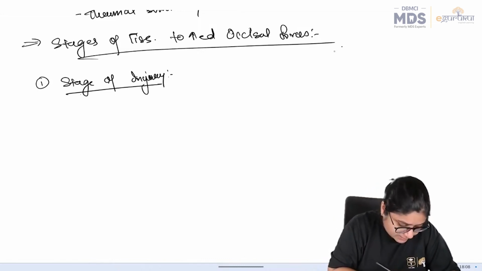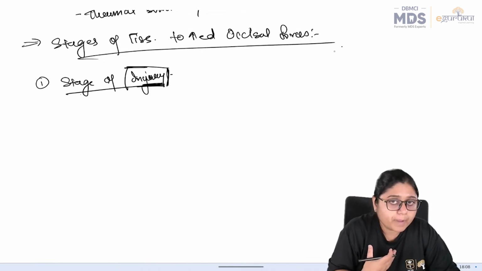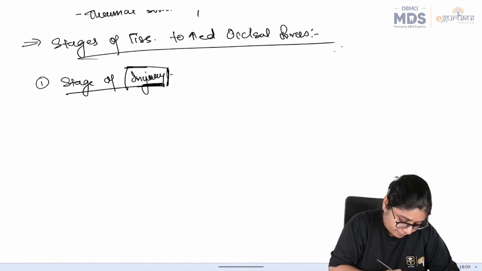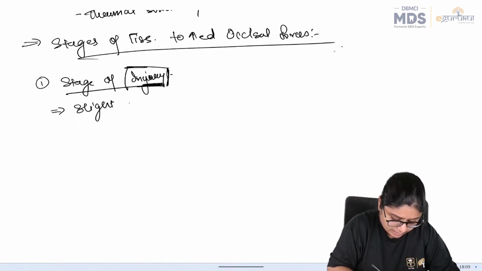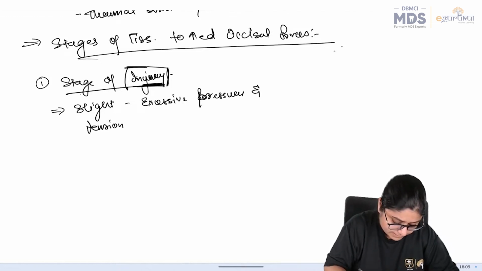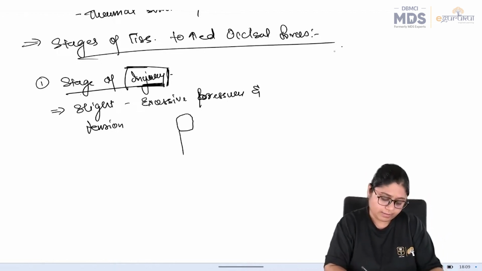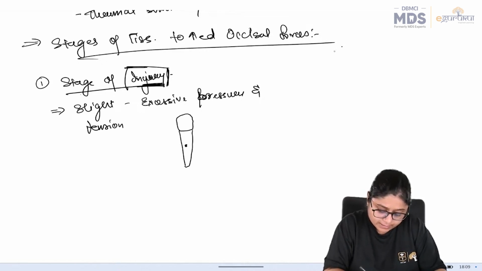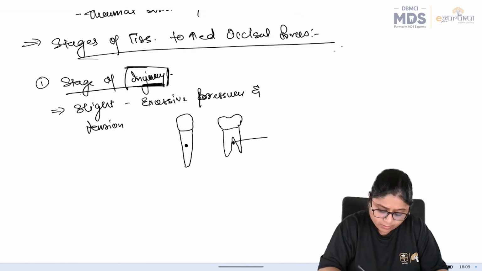The body always has a tendency to repair the tissues. Whenever abnormal forces act on the tooth, if there is slightly excessive force, pressure and tension, what will happen? Suppose in a single rooted tooth, this you might have studied in your ortho also, the fulcrum of rotation is at the junction of the middle and apical third, at the middle third. And in a multi-rooted tooth, the fulcrum of rotation is at the interradicular region.